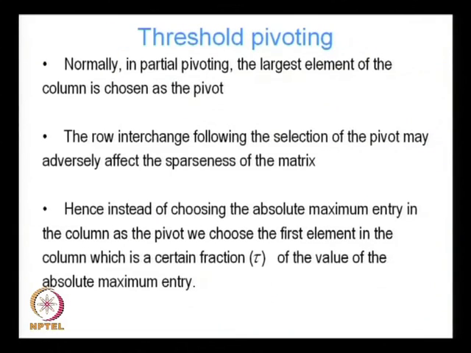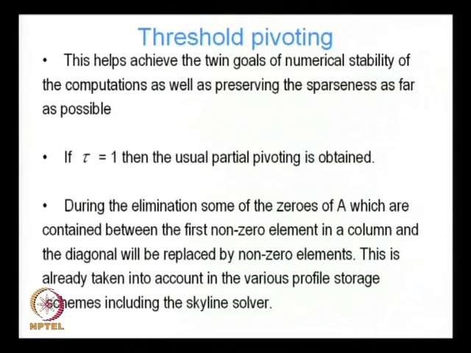Normally in partial pivoting the largest element of the column is chosen as the pivot. However, the row interchange following the selection of the pivot may adversely affect the sparseness of the matrix. Hence, instead of choosing the absolute maximum entry in the column as the pivot, we choose the first element of the column which is a certain fraction of the value of the absolute maximum entry. It is seen that this algorithm helps in preserving the sparseness. It is better at preserving sparseness than doing full partial pivoting.